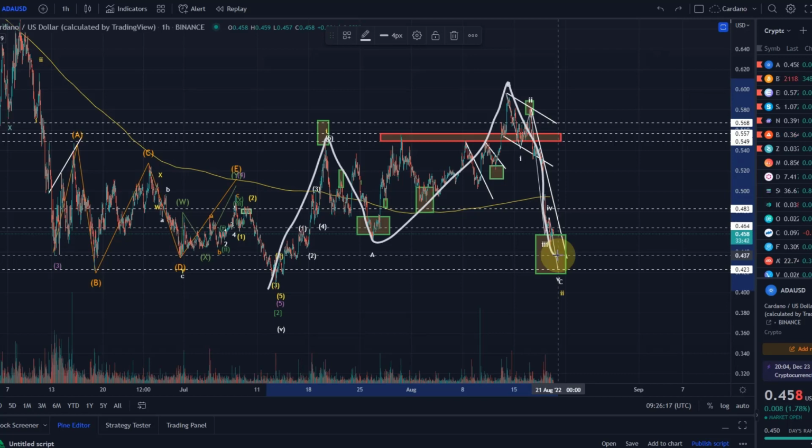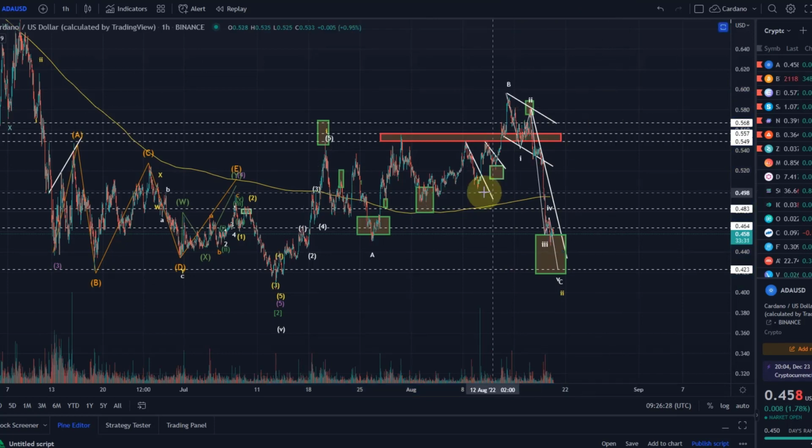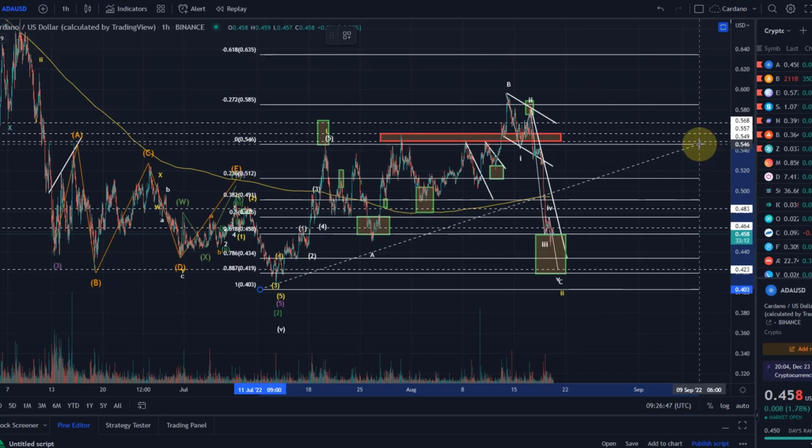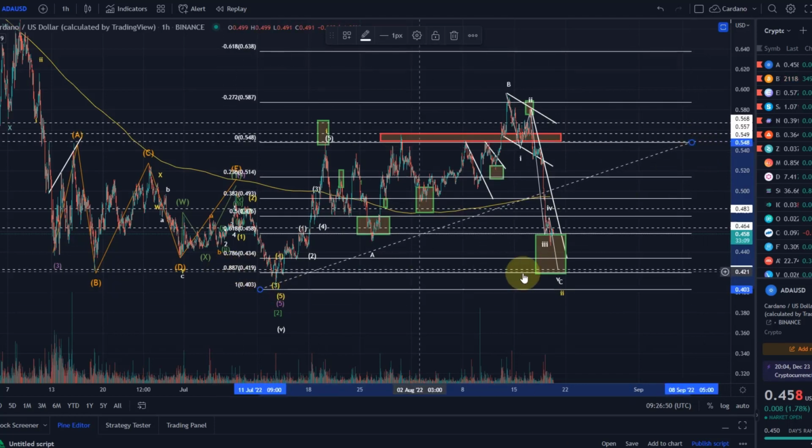What condition needs to be fulfilled to really make this an expanded flat? Well, we need to hold very simply above this swing low from the 13th of July, which is 40.3 cents. That's where we need to hold. Ideally, we are already holding here in the green area, which is above the 88.7% FIB level. So 41.8, 41.9 cents. This level should hold.